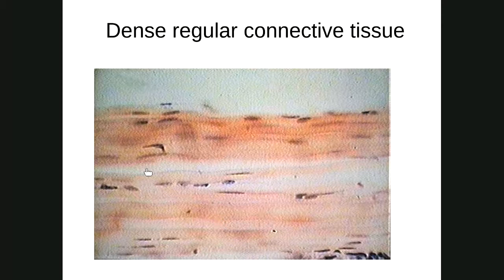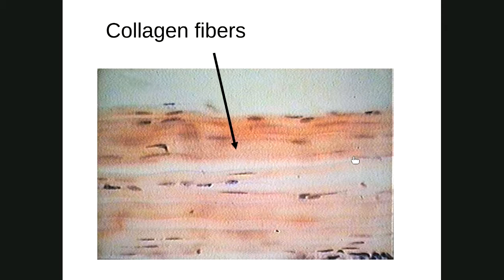Maybe there's some here, and I think that was damaged during the slide preparation. But there's very little white in here, and that's our ground substance. But there's a tremendous amount of collagen fibers, which are pretty much these lines right here. This is all collagen.